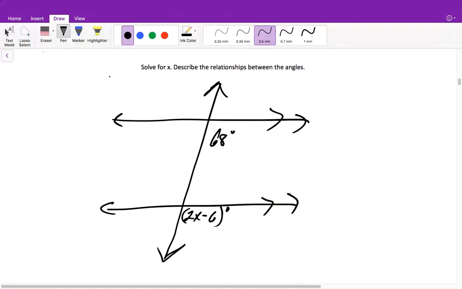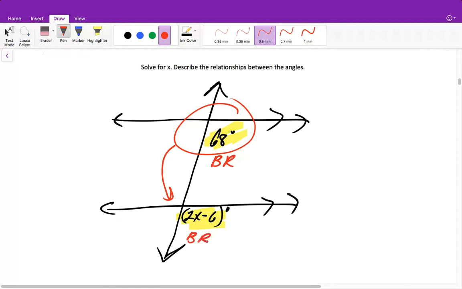All right, so for this one, same thing. First thing you have to do is identify what relationship do we have with these angles. So in both, remember, we're always comparing one intersection to the other. This is our bottom right, and so is this one. They're in the exact same position, which then means that they are corresponding angles. So you must first describe the relationship, so corresponding angles. And now we know corresponding angles are equal.